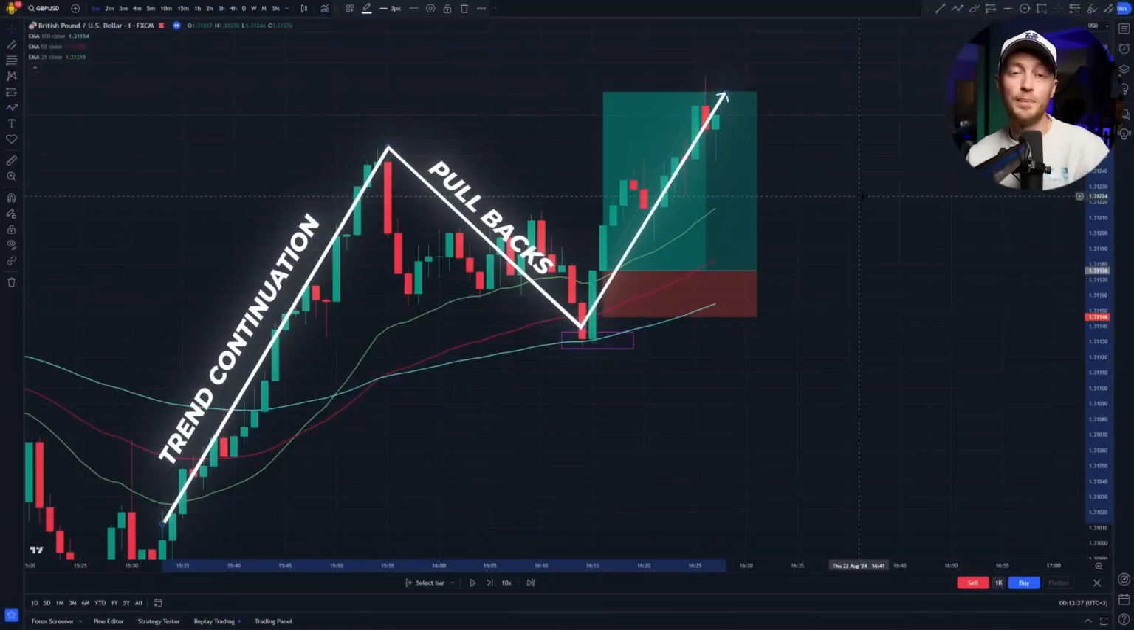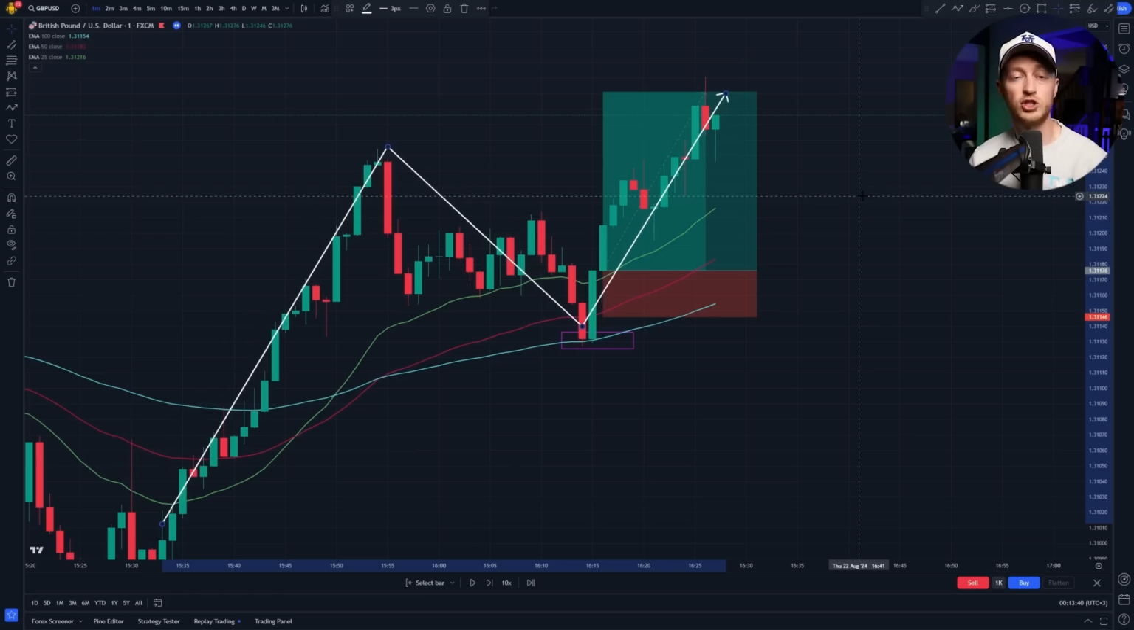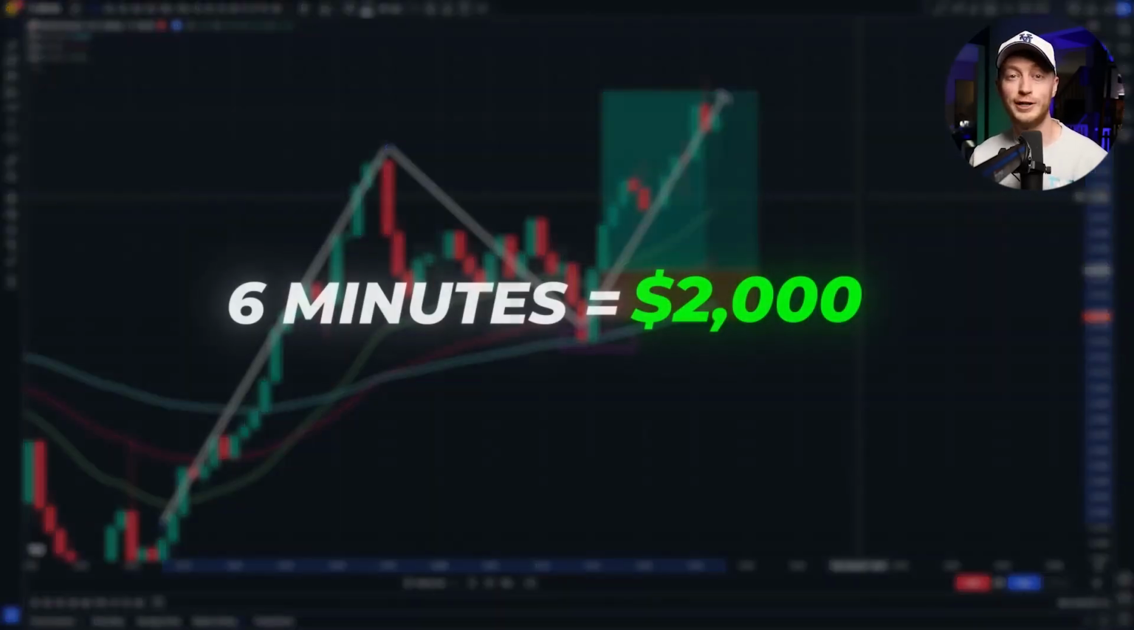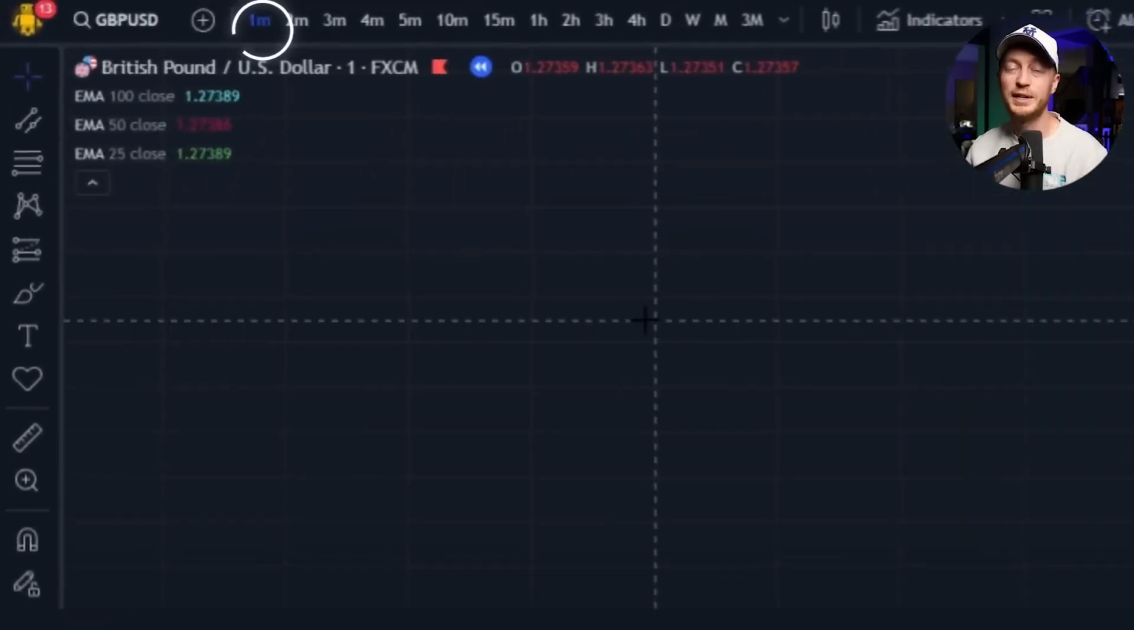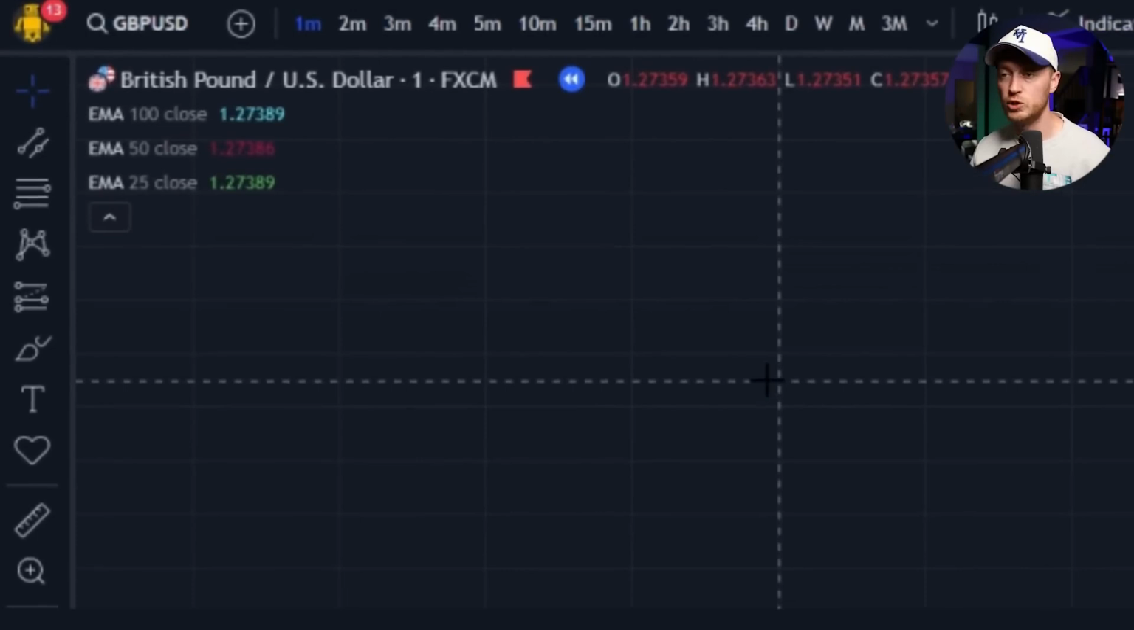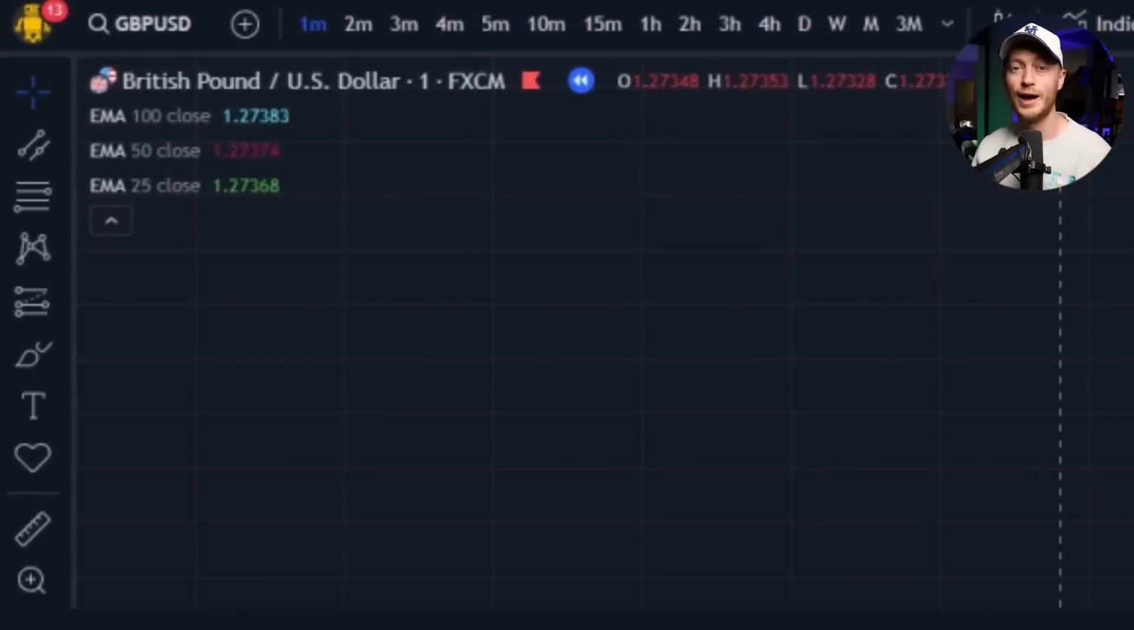And now that you already know the basics, let's get into the specifics of this strategy, and let me start by showing you a trade that I won $2,000 on in just 6 minutes this week. Now, the first thing I want you to do is come up and set M1, because this is a beginner scalping strategy, which means we're in the market quick and we're out of the market quick.